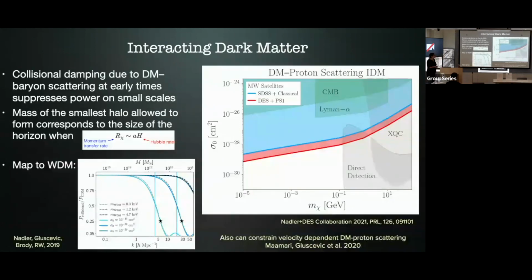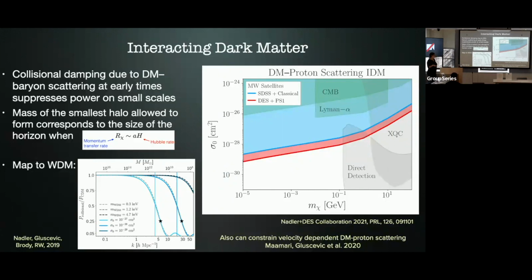You could have a dark matter model where dark matter and baryons interact with each other. What can happen in such a model is that there's collisional damping due to scattering between dark matter and baryons at early times, and that also suppresses power at small scales. In this plot, the green line is previous constraints from the cosmic microwave background, which can also independently constrain these models. But it turns out that the satellites are about a factor of 1,000 more constraining than the CMB. So that's really, really cool.